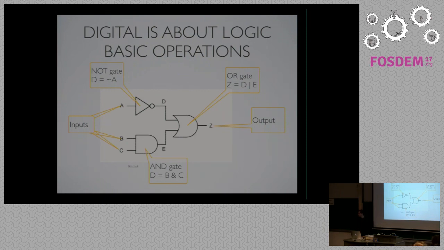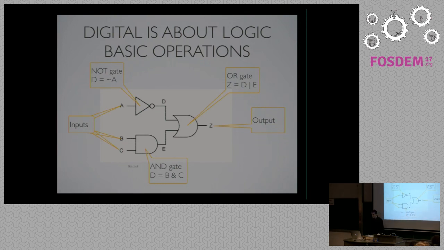It corresponds to the tilde in the C language. You have the OR gate, so as soon as one of the inputs is 1, the output is 1. If both inputs are 0, the output is 0. This corresponds to the logical pipe operator in C. And there is the AND gate, whose output is 1 if and only if both the inputs are set to 1. And this corresponds to the ampersand operator, the AND operator of C.